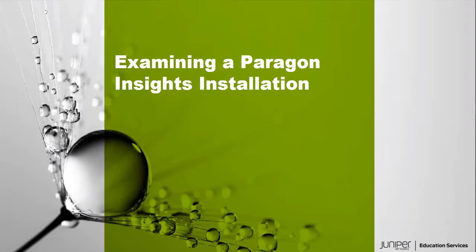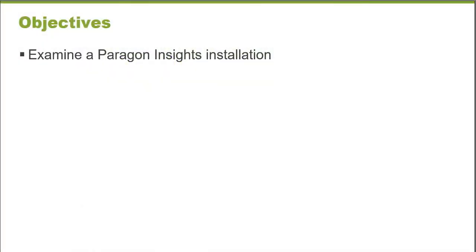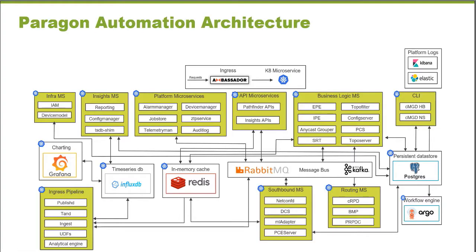Let's get started. After completing this learning byte, you will be able to examine a Paragon Insights installation. A Paragon Insights installation consists of a series of container applications that are managed by Kubernetes. And so in Kubernetes, you deploy pods. For example, inside of a pod, you may have a single or multiple containerized applications that provide a particular service. This project also enabled me to learn Kubernetes.